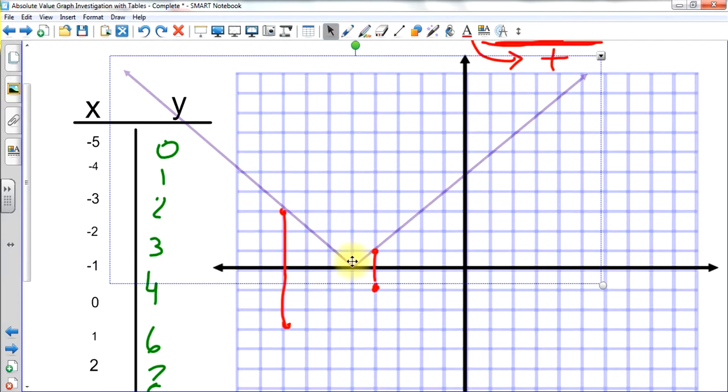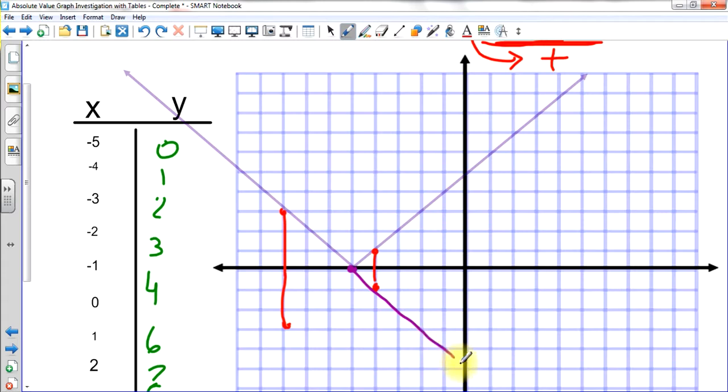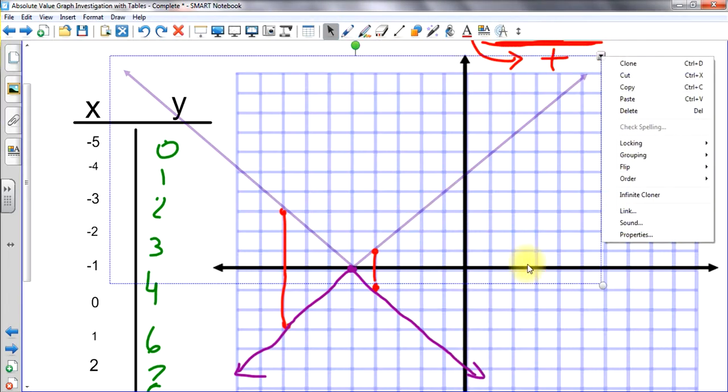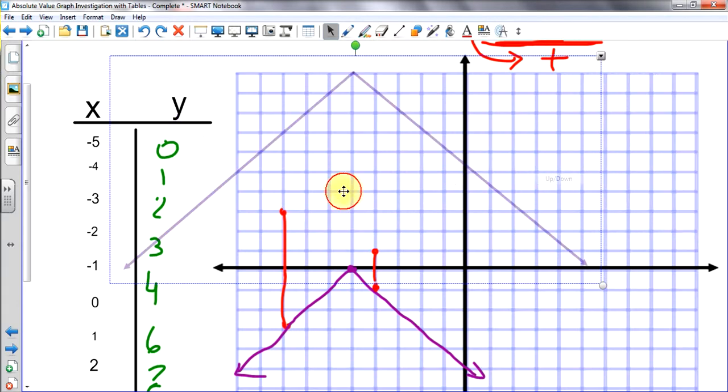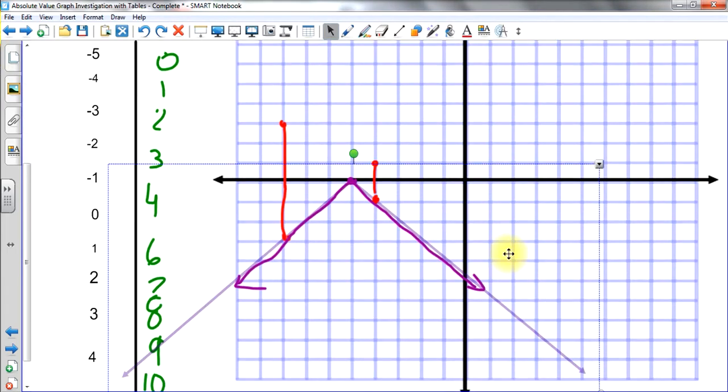if we put in 0, the opposite of 0 is 0, so the vertex is going to stay right here. But notice all that's going to do is just flip it, and our slope is still 1 and negative 1, right? So this would be our graph here. So if I flip this guy, that is our number pattern, right?